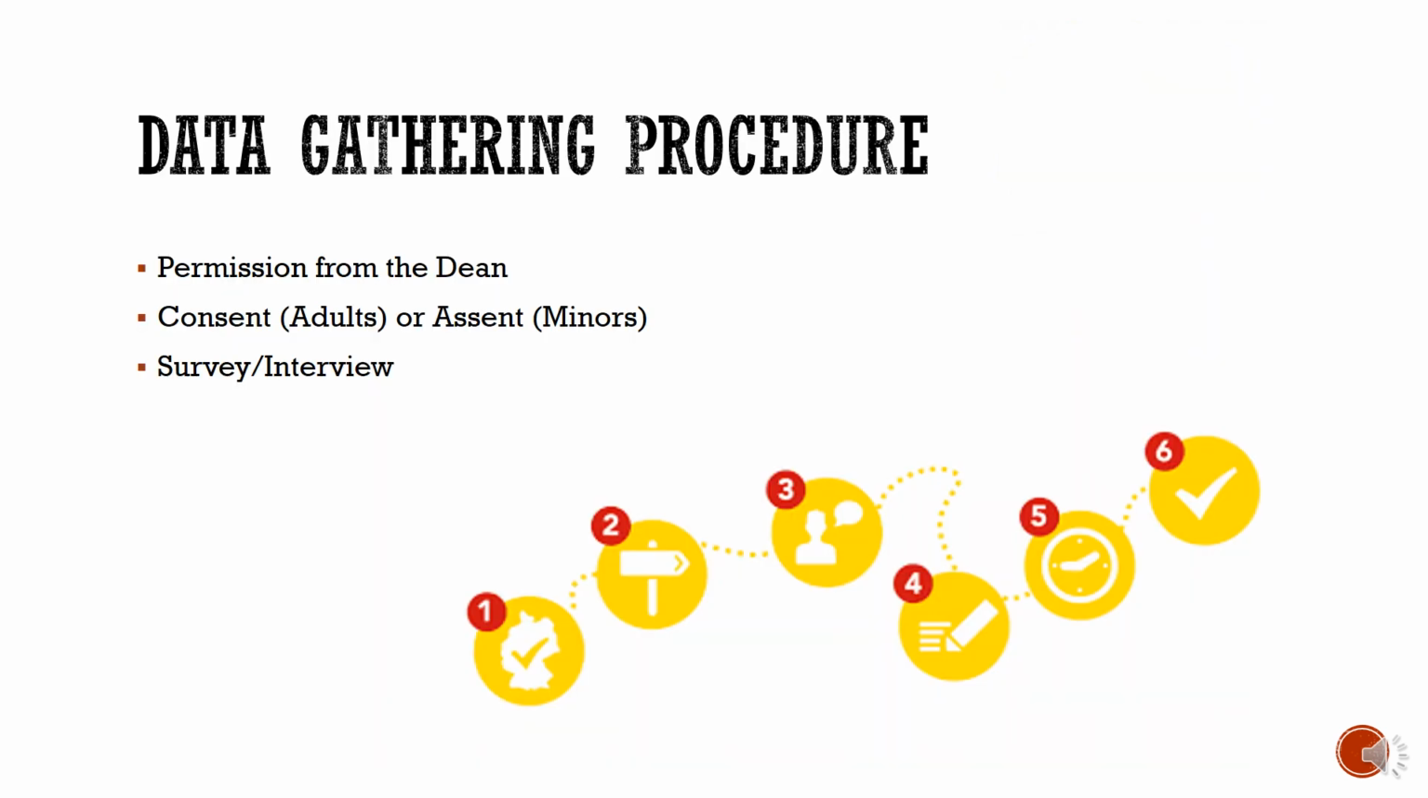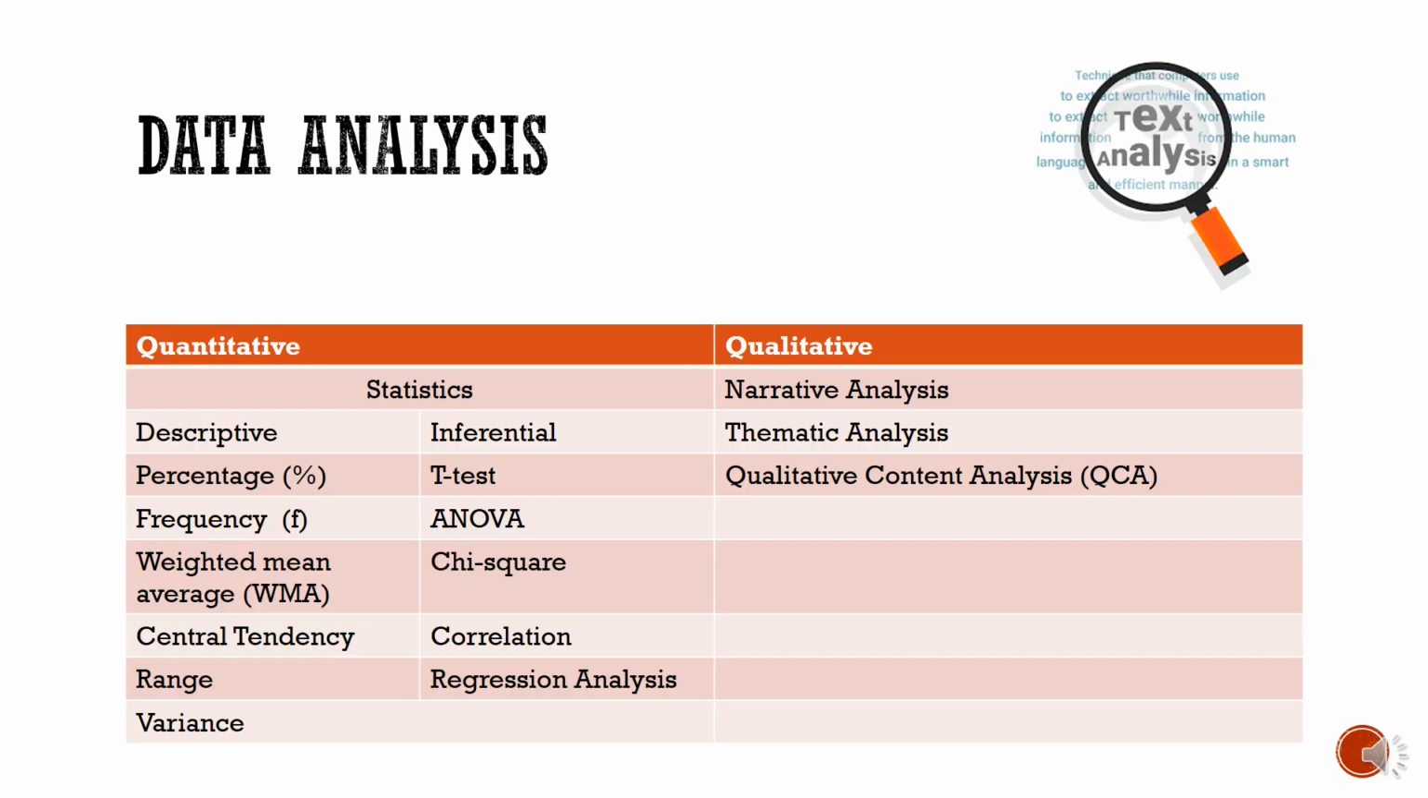For the data gathering procedure, always start with asking for permission from the dean and then obtaining consent from the adults. And then, ang tawag po sa pag-ask ng consent sa minors is assent. And then lastly, you proceed to your survey if it's quantitative and then interview for qualitative. For the analysis, these are the different analyses you may use. For statistics, we have descriptive and inferential. Pag descriptive, ito po lang sa kaliwa: percentage, frequency, weighted mean. Then, pag inferential po, yan na po yung may mga computation. We have t-test, ANOVA, chi-square, correlation, and then regression analysis.